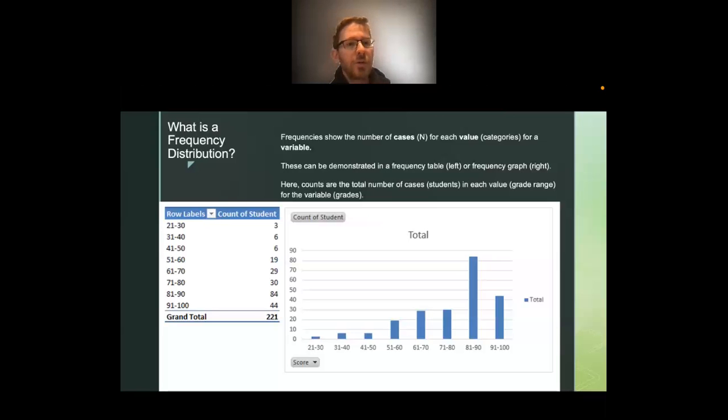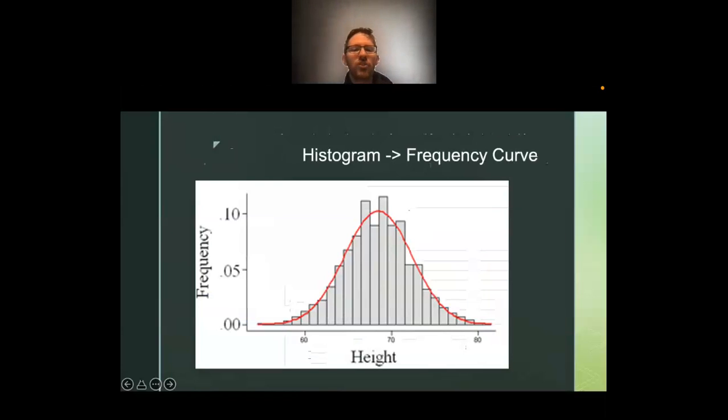So 3 students who are between 21 and 30, this is a totally fake set of numbers, but we would see them then plotted, the count of students on the right, with the 84 in between 81 and 90. So oftentimes we will see the histogram curved out, and that is called a frequency curve. And here's just an example of what that would look like.